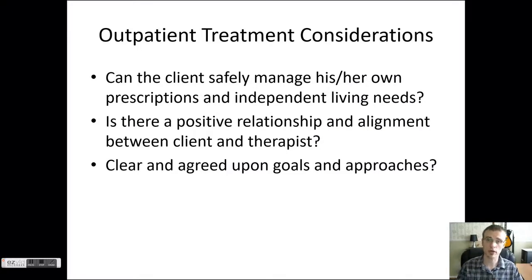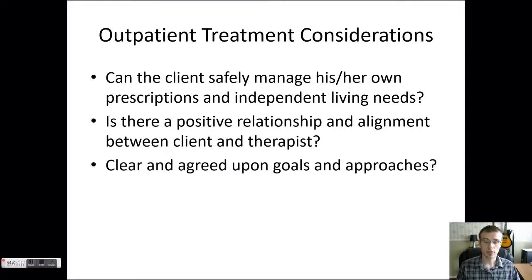So first off, outpatient treatment considerations. If you're just going to see somebody on a weekly basis at an outpatient center without any sort of formal group services, then these are the 3 things you should ask yourself if this is appropriate. First, can the client safely manage his or her own prescriptions and independent living needs? That's probably the first and foremost question for somebody who may be having co-occurring disorders. They are, by definition, going to be struggling quite a bit if they have a co-occurring disorders diagnosis, and so we have to be able to determine whether or not they can live on their own and get to sessions on their own. A very important question for outpatient treatment.